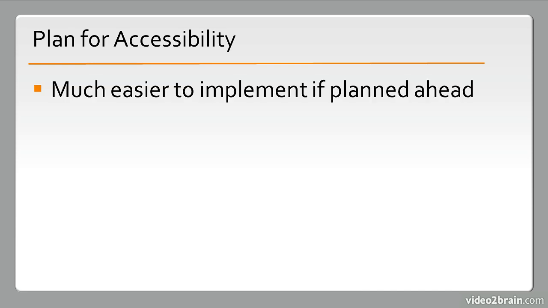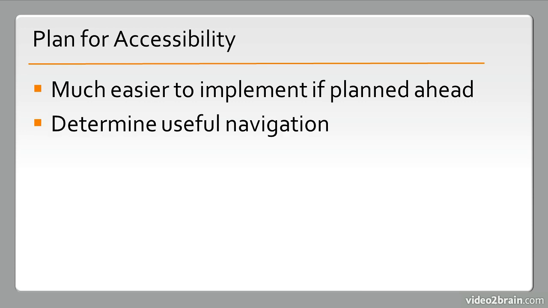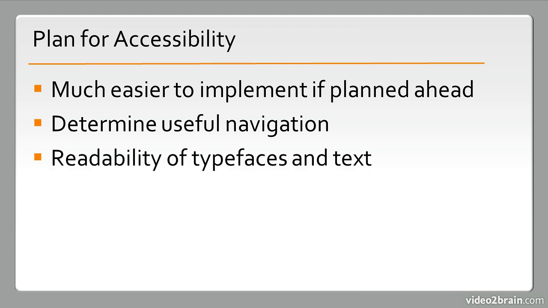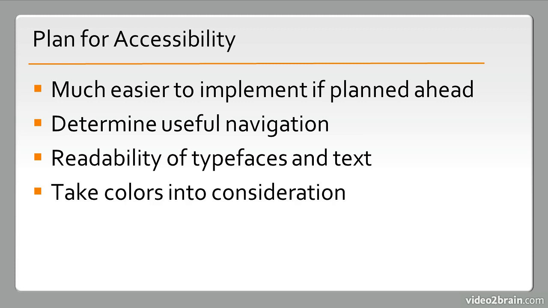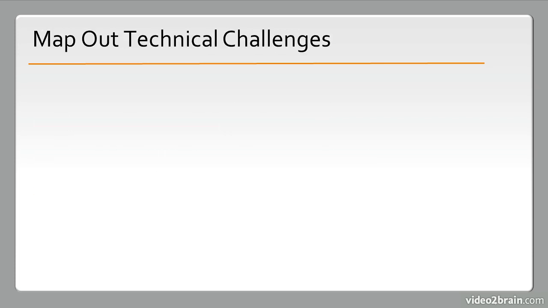You should also have a plan for accessibility. It's much easier to implement accessibility if it's planned for ahead of time. It determines useful navigation schemes. It also helps you improve the readability of typefaces and text in your project. Make sure to also take colors into consideration, especially in terms of color blindness, or perhaps just poor rendering on a device. Map out technical challenges you might face.